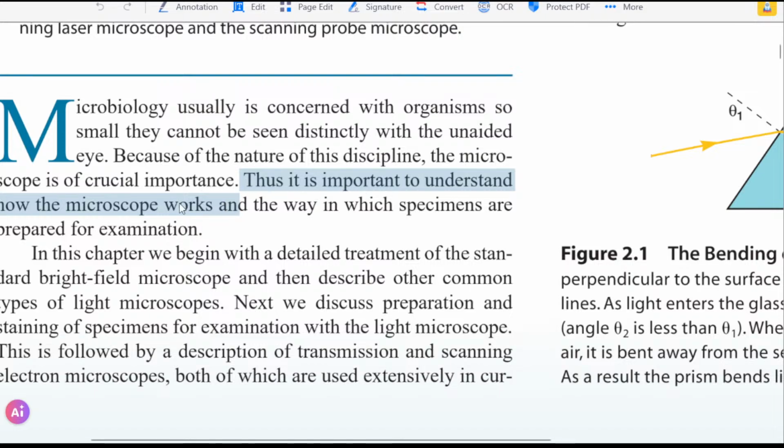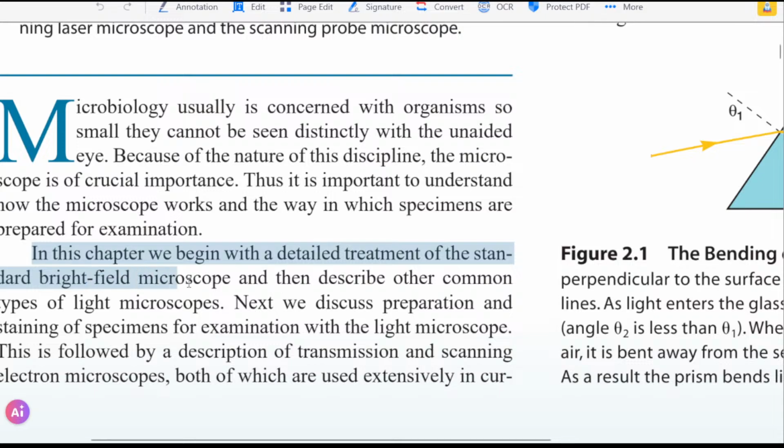Thus, it is important to understand how the microscope works and the way in which specimens are prepared for examination. If we know how microscopes work, that's how we are going to make our specimens perfect. You guys will be thinking, how is it difficult to make these specimens? It's not that difficult, but it is, because usually people make bubbles in their slides, or they make their specimens very thick or very thin, or they don't color them right. There are a lot of things in preparing the specimen.